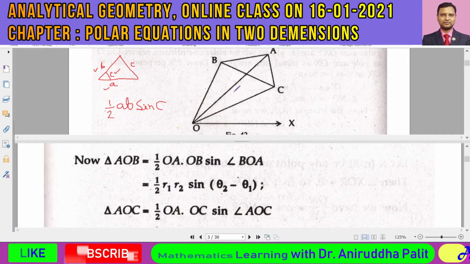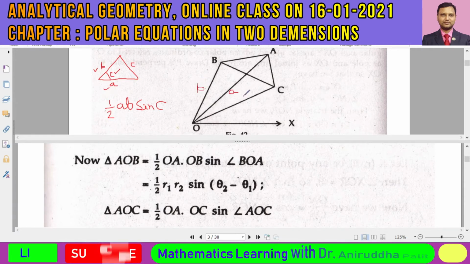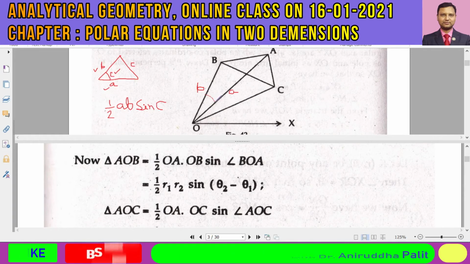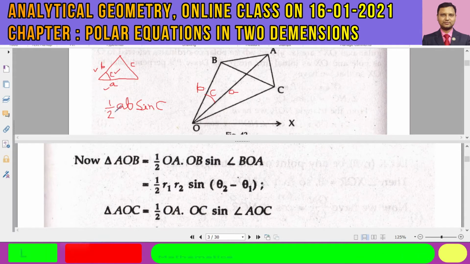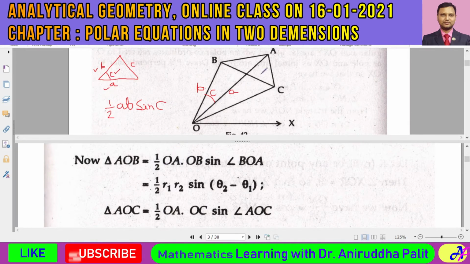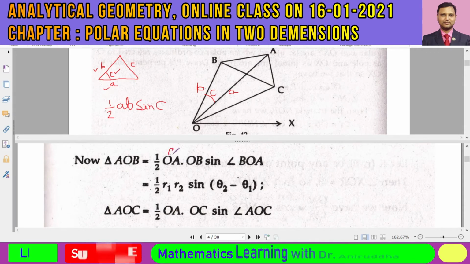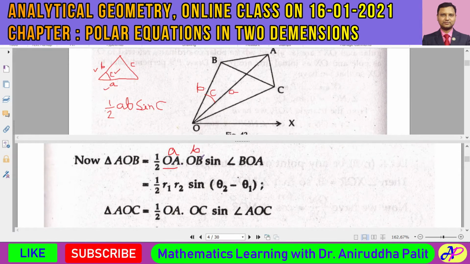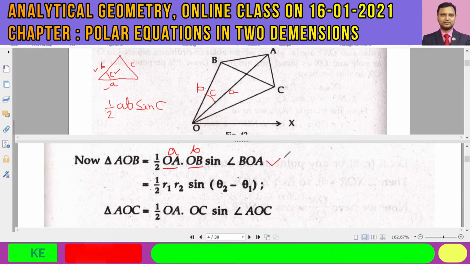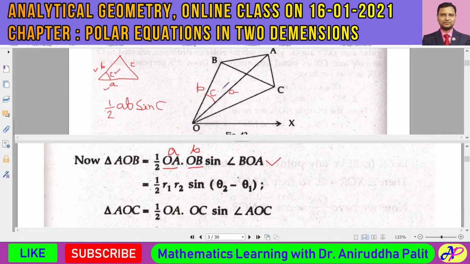If we consider this edge as small a, this one as small b, and the angle between these two adjacent edges as capital C, then we can apply this formula: half of ab sine C. Here a is this distance from O to the point capital A, so OA into OB, and sine of the angle BOA, which is the angle C over here.